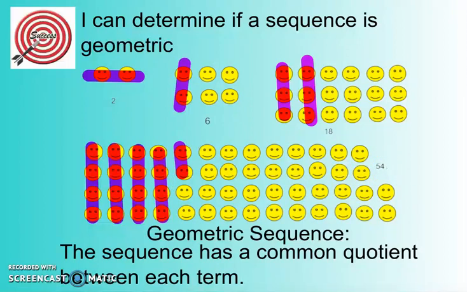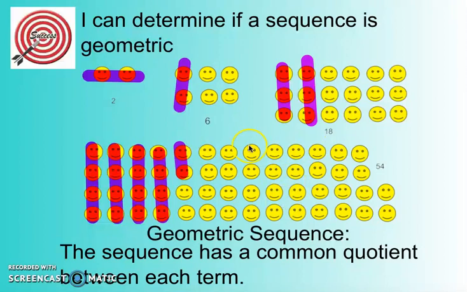And the way that I knew that, and I can confirm it, is if I say how many 2's go into 6, well, 6 divided by 2 is 3. How many 6's go into 18? Well, 18 divided by 6 is 3. And how many 18's go into 54? Well, 54 divided by 18 is also 3.